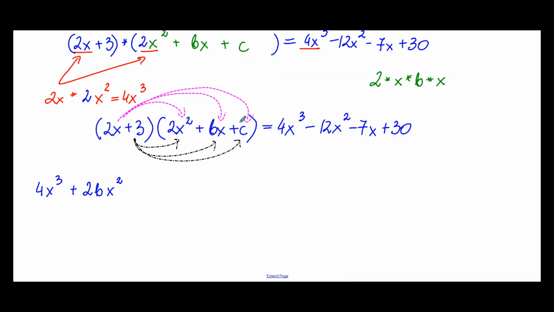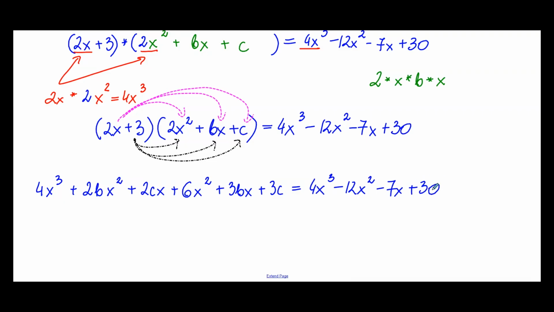Okay, next one, 2x multiplied by c. Again, no multiplication here. I'm just writing letters and numbers together. 3 multiplied by 2x squared. Now that can be multiplied. That is 6x to the power of 2. 3 multiplied by b multiplied by x, and 3 multiplied by c is 3 multiplied by c. So as you can see, it looks a little bit more difficult than it is.